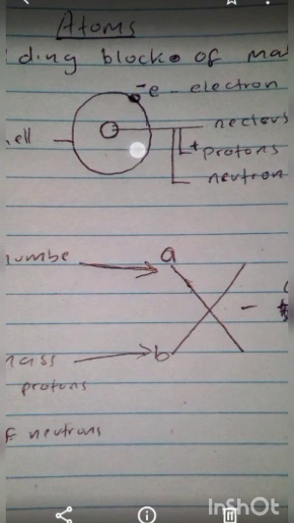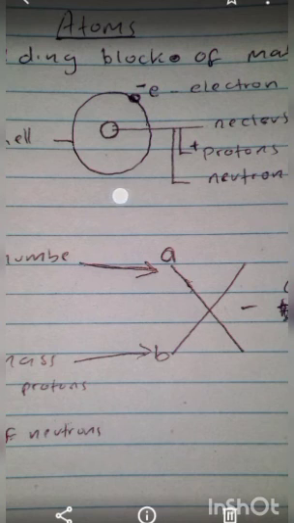Atoms are the basic building block of matter. Basic meaning it is the smallest particle which makes up matter. An atom consists of the nucleus and the shell.